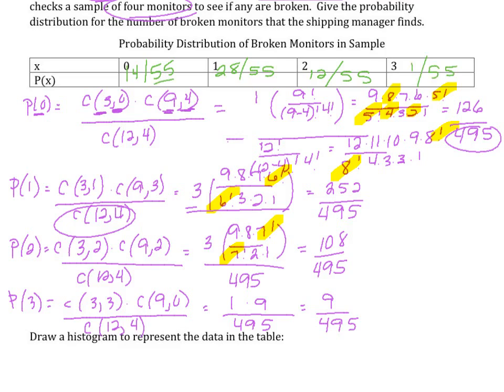So notice how we have the denominator of 55 in each one here. That's not always going to be the case. You're not always going to have the same denominator. So note that that could be different. It's just coincidence that it happened this time.